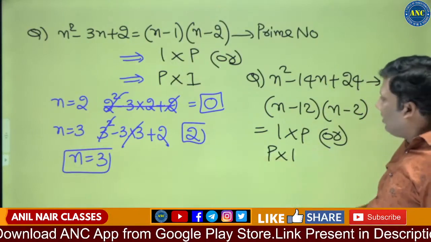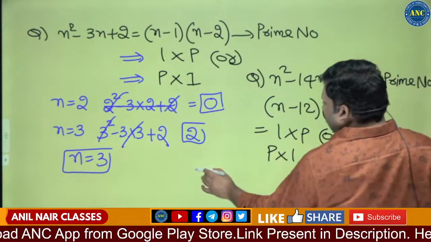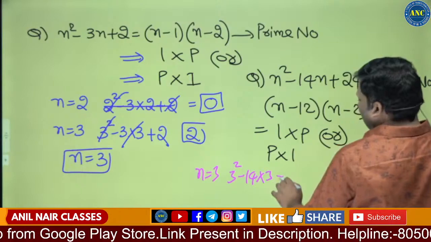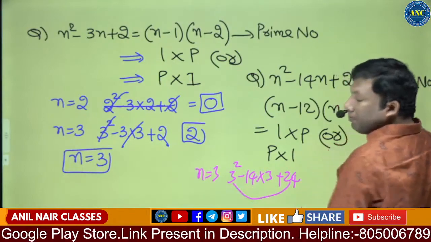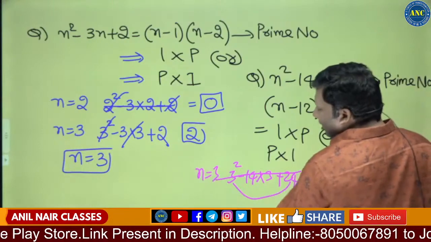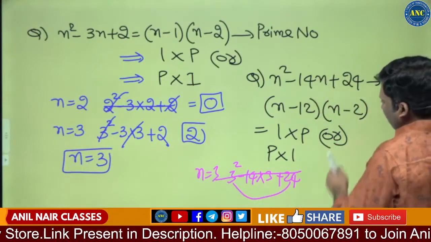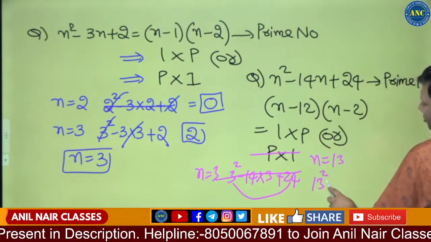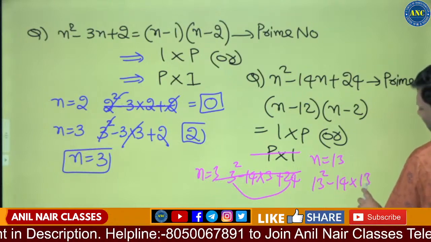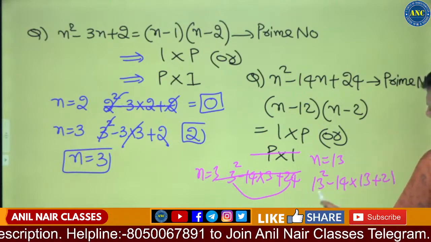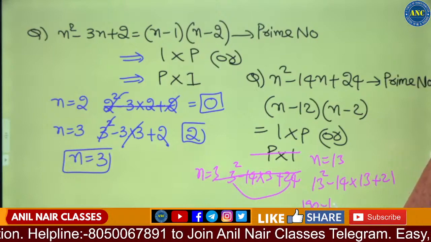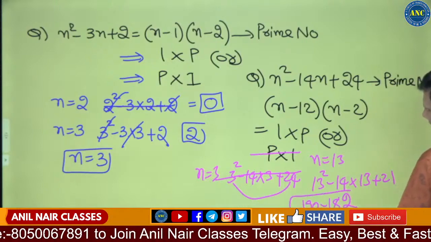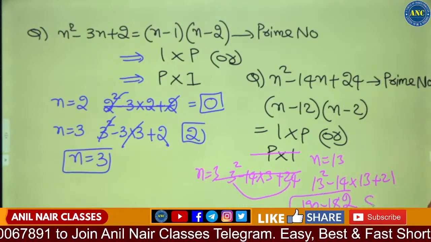Same logic as before. So if n minus 2 is 1, the n value is 3. 3 square minus 14 into 3 plus 24: 24 plus 9 is 33, 33 minus 42 is negative. Not possible. Second case, not possible. n is 13: 13 square minus 14 into 13 plus 21. 169, 190 minus 13, 182. 182, it is 8.